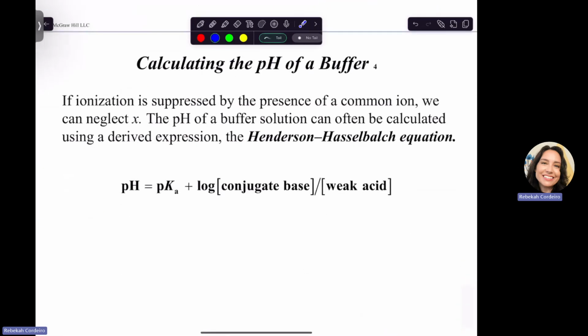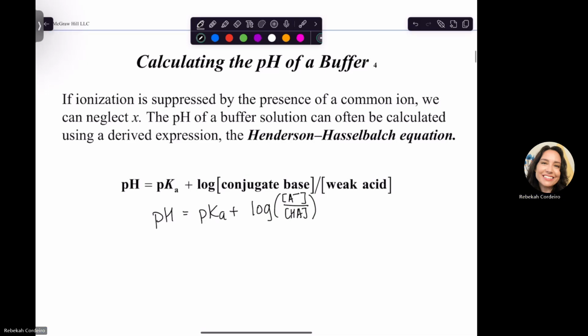And the Henderson-Hasselbalch equation basically says, I don't have to do an ice table. So I like to write it like this: pH equals pKa plus log of A minus, that's your conjugate base, over HA, that's your weak acid. Basically base over acid. What's pKa, y'all? What's P? Negative log. What's Ka? Ka. Negative log Ka. So if I give you the Ka, you're doing your ice table and stuff.